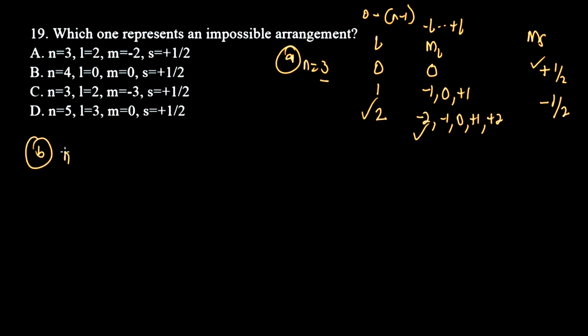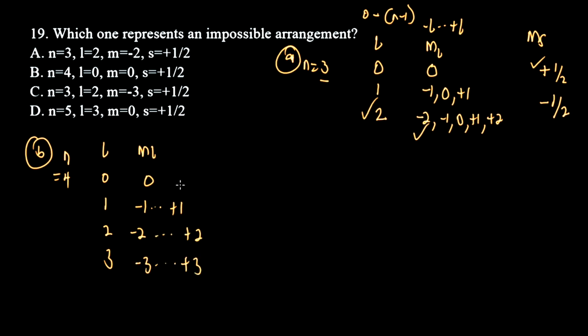So we have when n is 4, L will be 0, 1, 2 and 3. So ml will be what? For this one 0, for this one negative 1 to positive 1, for this one negative 2 to positive 2, and for this negative 3 to positive 3. And the spin can be positive 1/2 or negative 1/2.